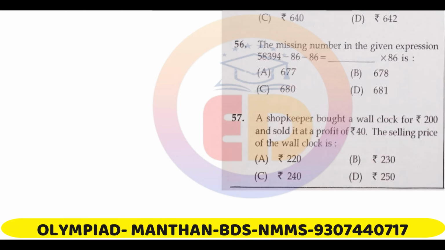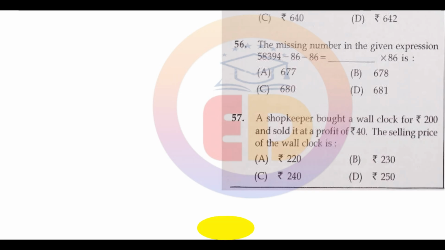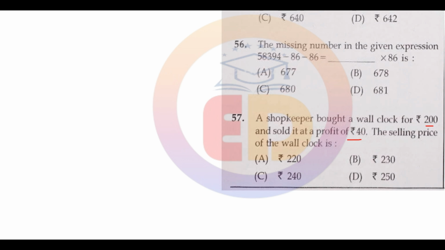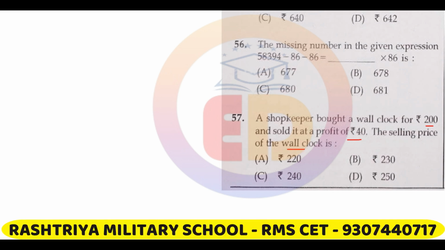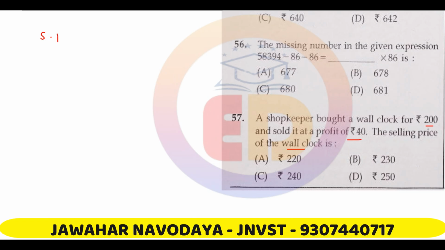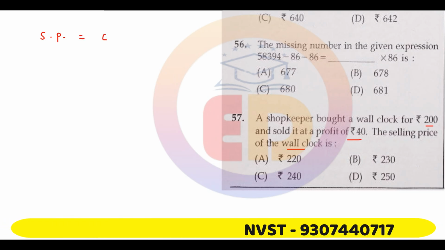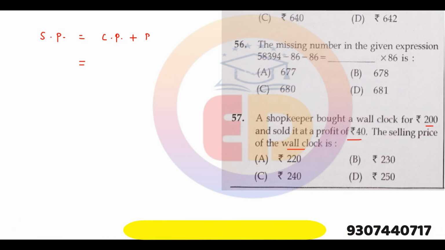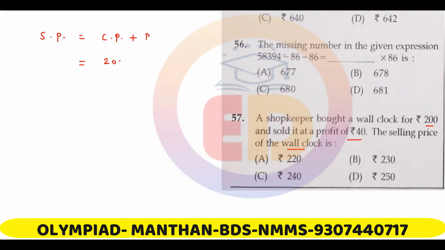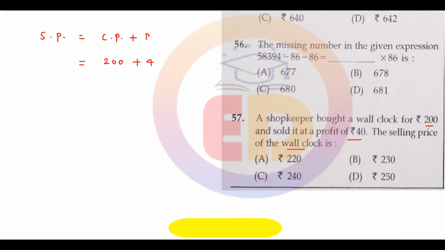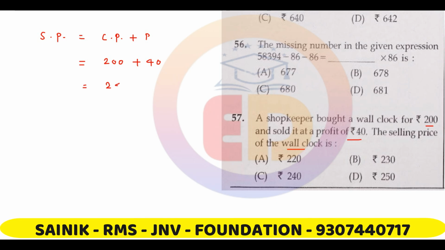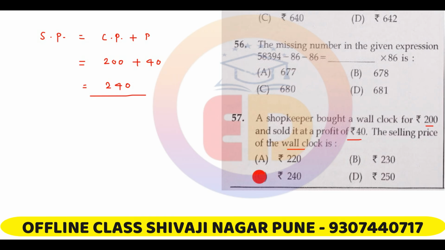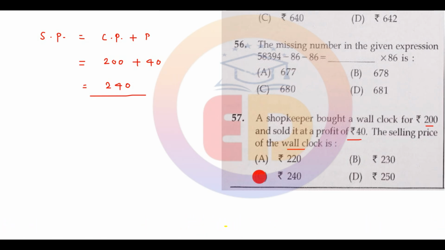क्वेश्चन नंबर 57 says a shopkeeper bought a wall clock for ₹200 and sold it at a profit of 40. What is the selling price? Now selling price we know is CP plus profit. Seemingly a very easy question. Cost price is 200, bought किया है मतलब cost price है, profit है 40, आंसर आ जाएगा 240. Jawahar Navodaya has never given such easy questions. Answer is option C.